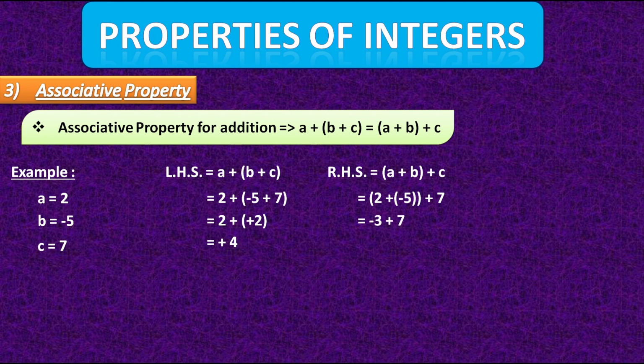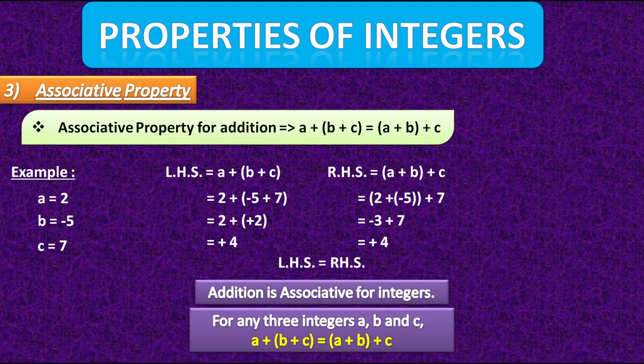Okay, so -3 plus 7. Now both these numbers have again different signs, so we have to subtract. 7 minus 3 gives us the answer as 4 with plus sign, because 7 is greater number, so plus 4 is the answer. That means we got LHS is equal to RHS. Therefore, addition is associative for integers.